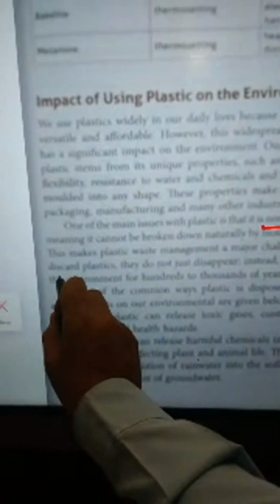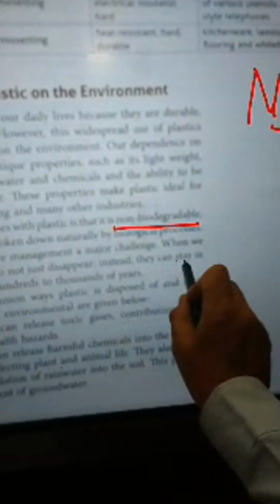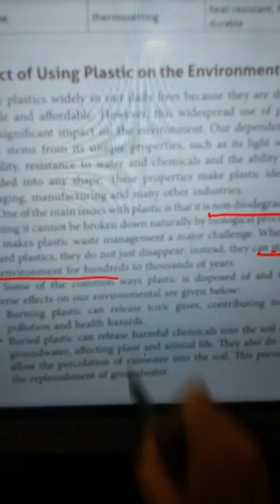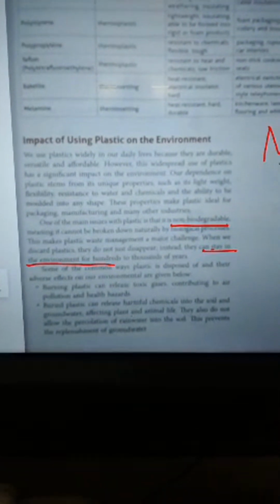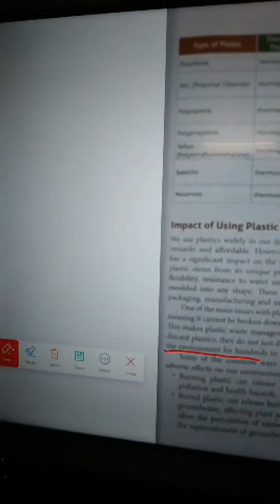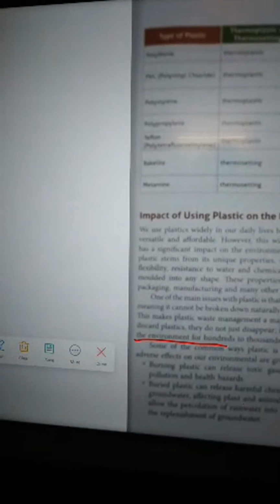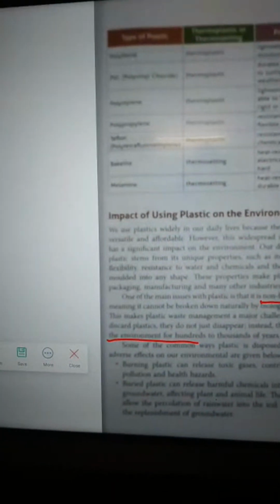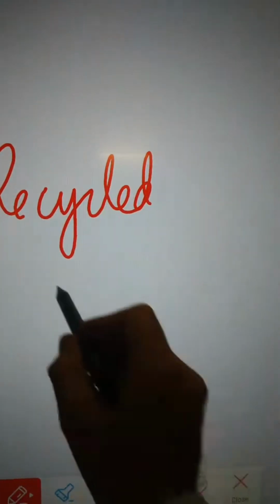So when we throw plastic, it does not disappear, it stays in the environment. Once the plastic has been made, it will remain. Like this pen which is plastic, or this board or anything made of plastic, it will remain on the earth till it is recycled. If you do not recycle plastic, then the plastic will never go from the earth.